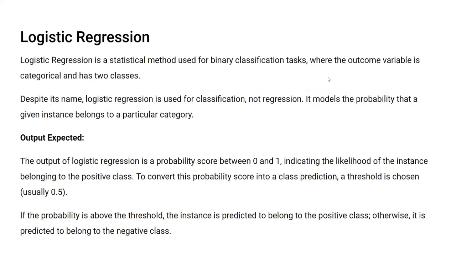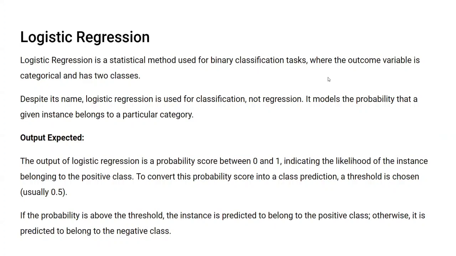Logistic regression. Logistic regression is a statistical method used for binary classification tasks where the outcome variable is categorical and has two classes. Despite its name, logistic regression is used for classification, not regression. It models the probability that a given instance belongs to a particular category. The output expected from a logistic regression is a probability score between 0 and 1, indicating the likelihood of the instance belonging to the positive class.